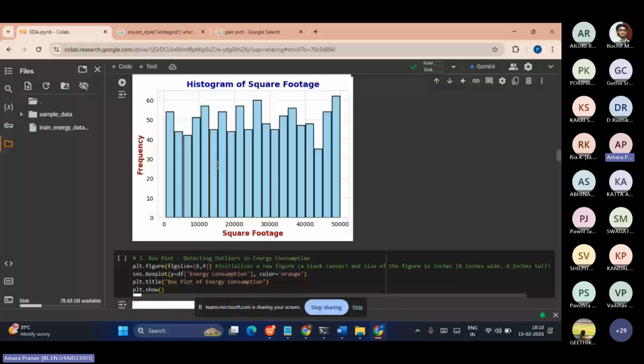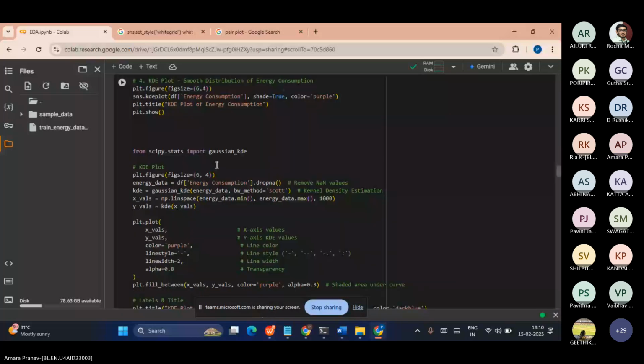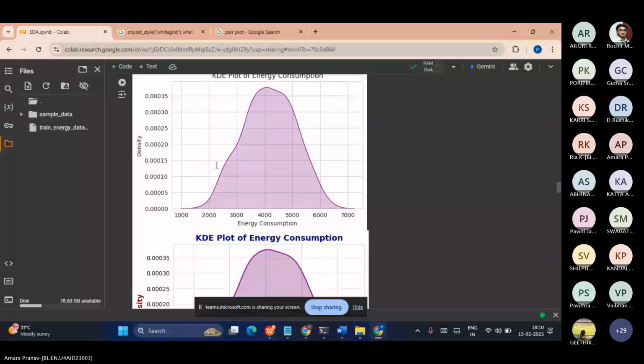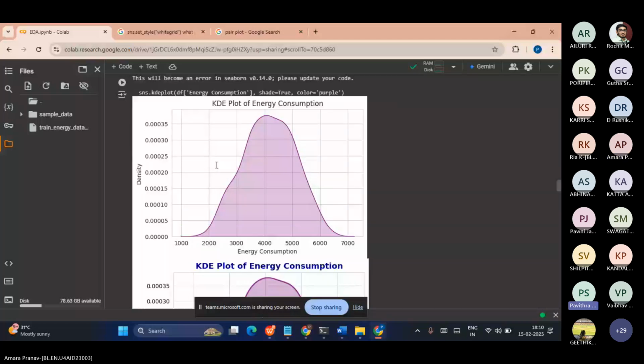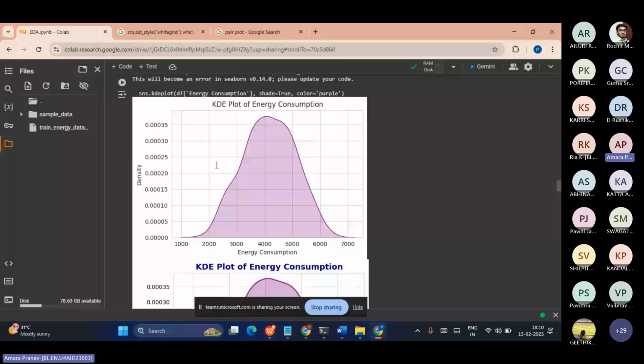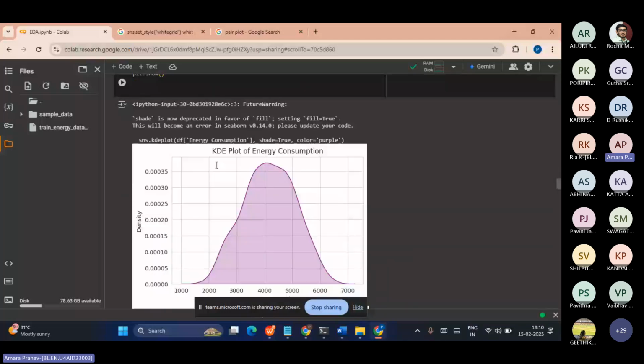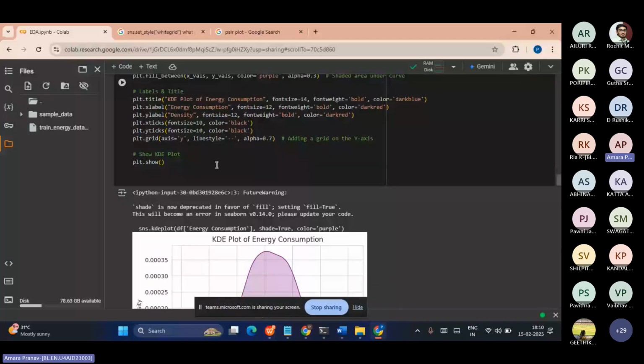So we'll move on to the next graphs. KDE plot. Can you explain what a KDE plot is? Looking at the diagram, what do you feel about it? Smooth representation of a histogram. Yeah, correct. Single line connecting all the points. Yeah, correct. So a KDE plot is nothing but the smooth representation of a histogram.